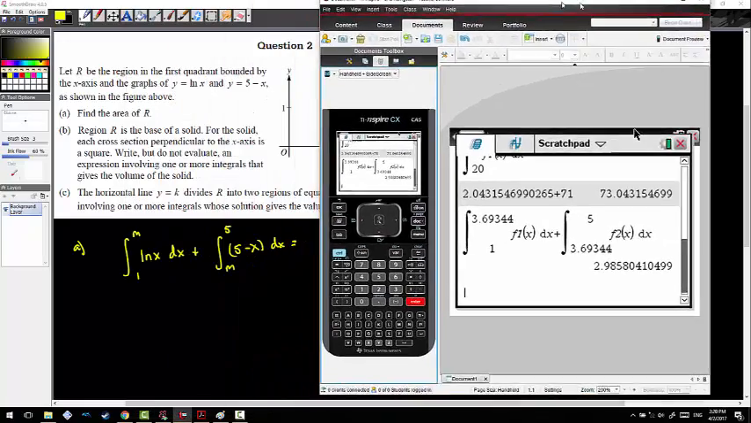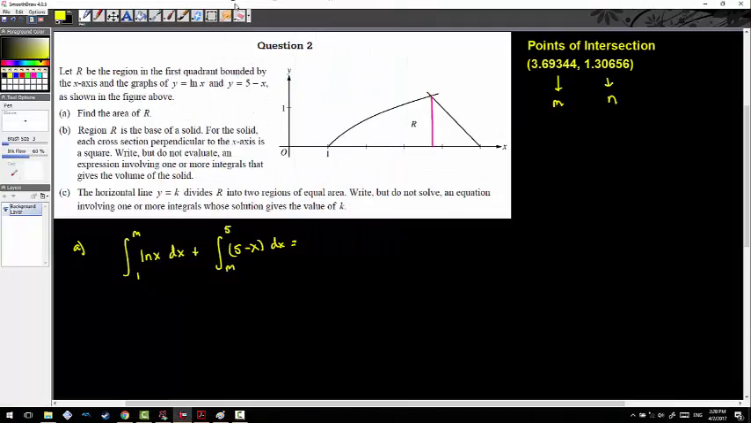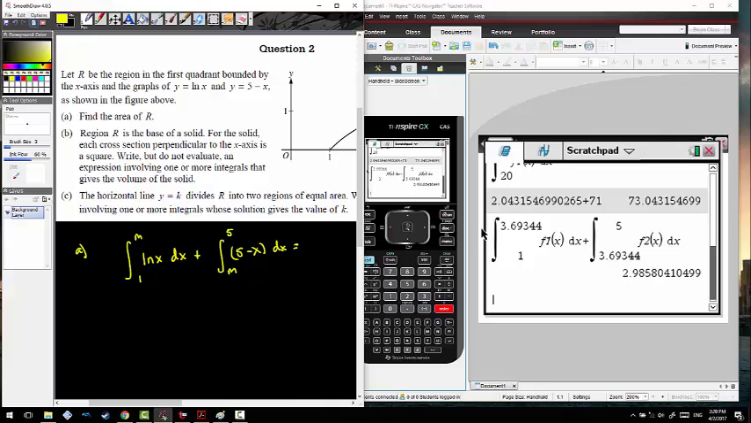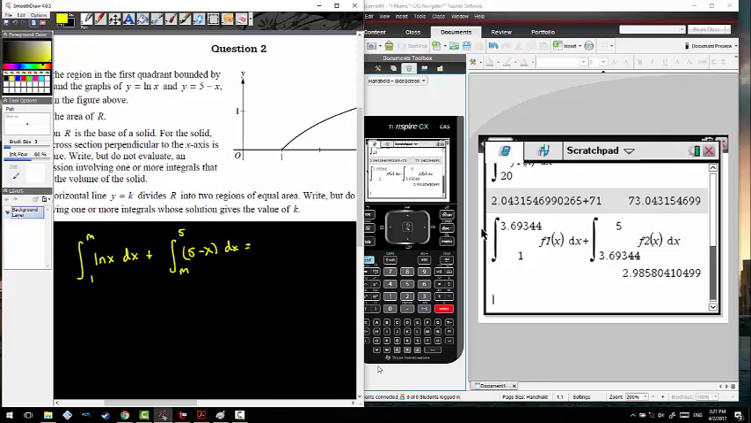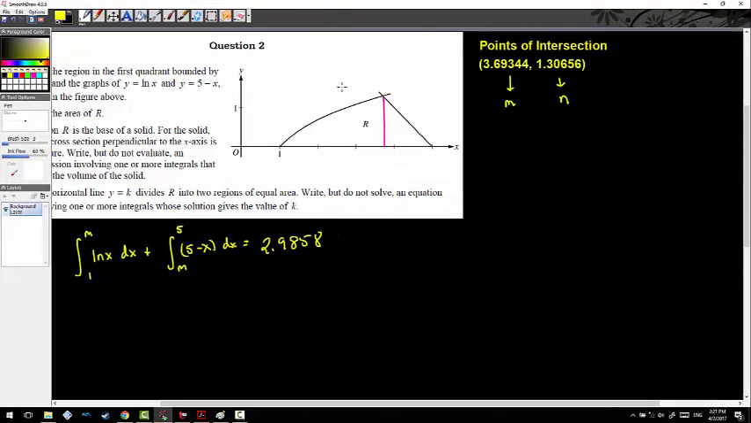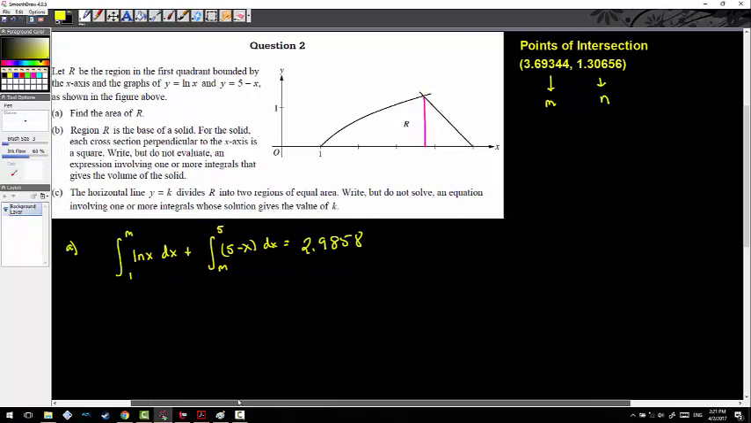Cool. So it's 2.9. I'm going to split screen this thing here. It's 2.985, blah blah blah. Let's write that down. So it's 2.9858. Very cool. So that's pretty straightforward. The only thing we have to keep in mind here is to make sure we split our areas or switch everything to dy. It doesn't really matter which way you go.